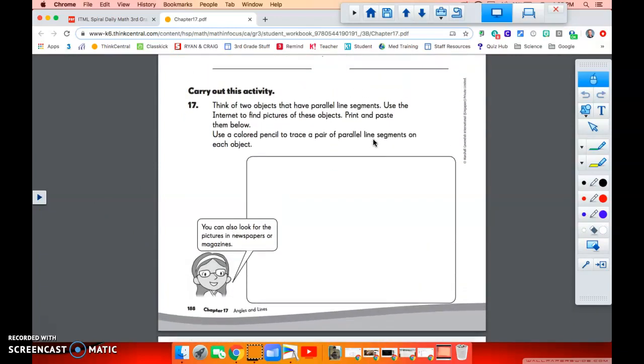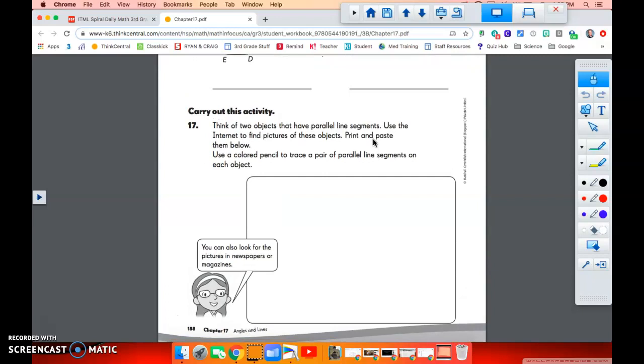Let's look at number 17. It's the last one for today. So carry out this activity. Think of 2 objects that have parallel line segments. Use the internet to find pictures of these objects. Print and paste them below. Use a colored pencil to trace a pair of parallel line segments on each object.